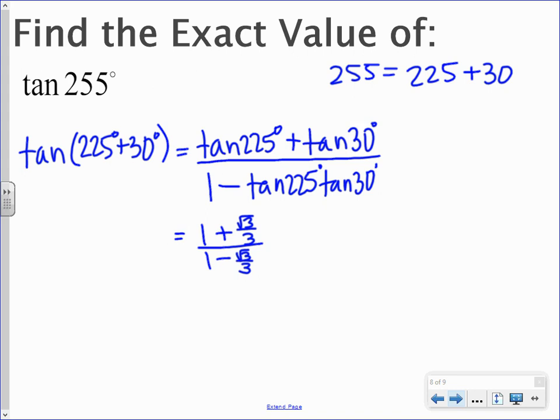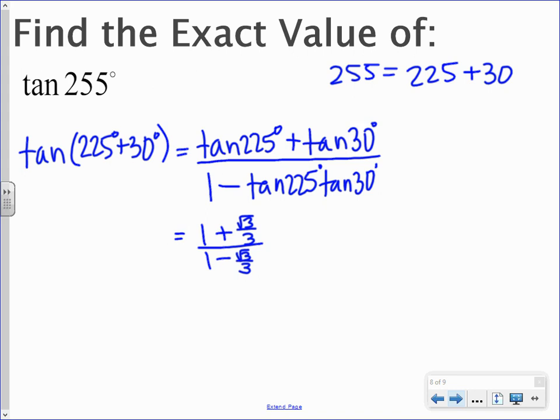Is that an answer I'm going to accept? No. There are radicals and fractions in our denominator. Okay, both are not okay. So let's take care of the radical first. If there is a radical in your denominator, you got to take care of it. Now, in this case, and this is probably going to happen with every single one of these problems, you're going to have to rationalize the denominator.